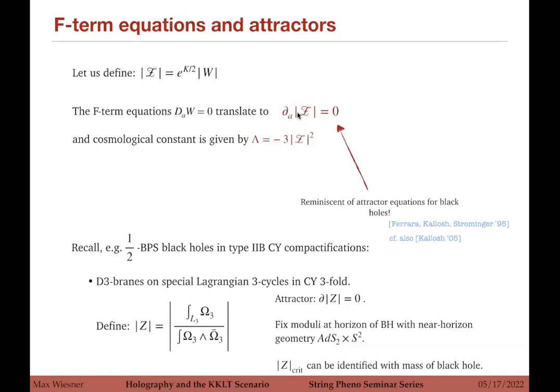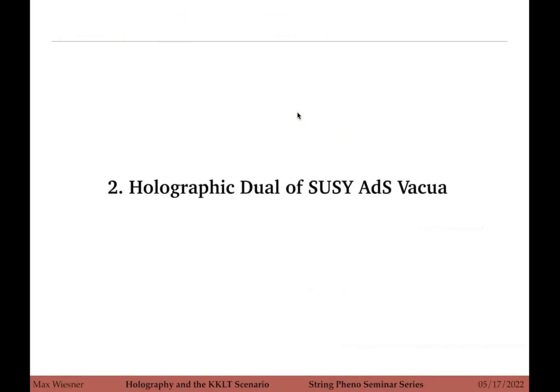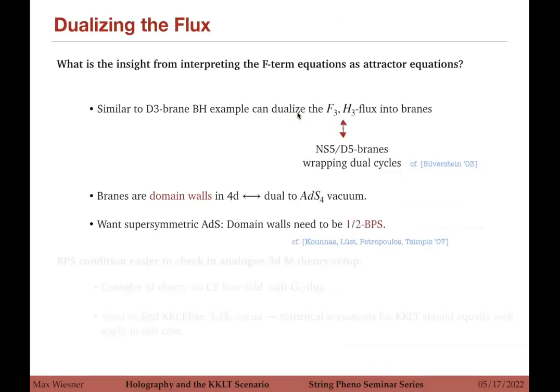But importantly, we need a BPS D3 brane on this supersymmetric special Lagrangian cycle to get a solution essentially to the attractor equation dZ equal to 0. So similar to that, we proposed what we would call the conventional holographic dual of the SUSY AdS vacuum. So what are the insights?